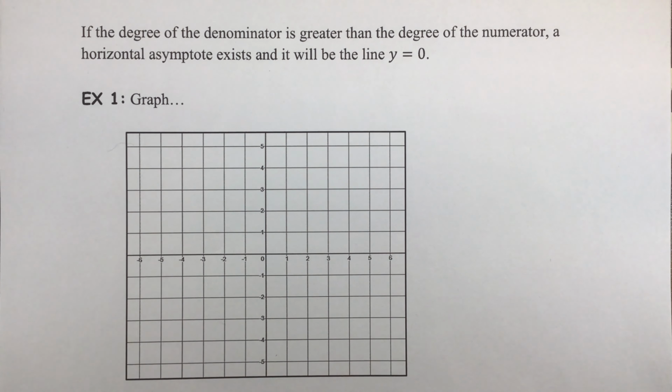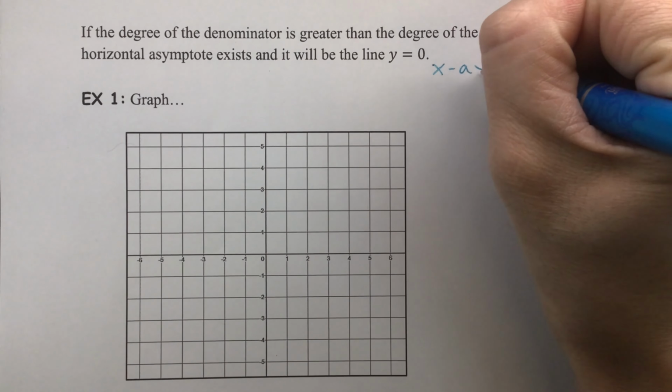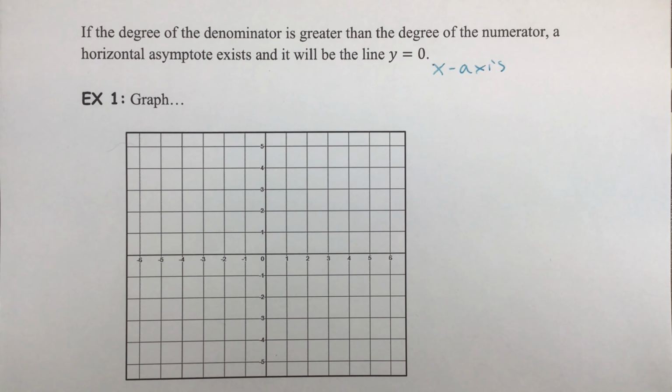All right, for our first case, if the degree of the denominator is greater than the degree of the numerator, a horizontal asymptote will exist, and it will be the line y equals 0. In other words, it's going to be the x-axis. If the degree of the denominator is greater than the degree of the numerator, you will get a horizontal asymptote at the x-axis.